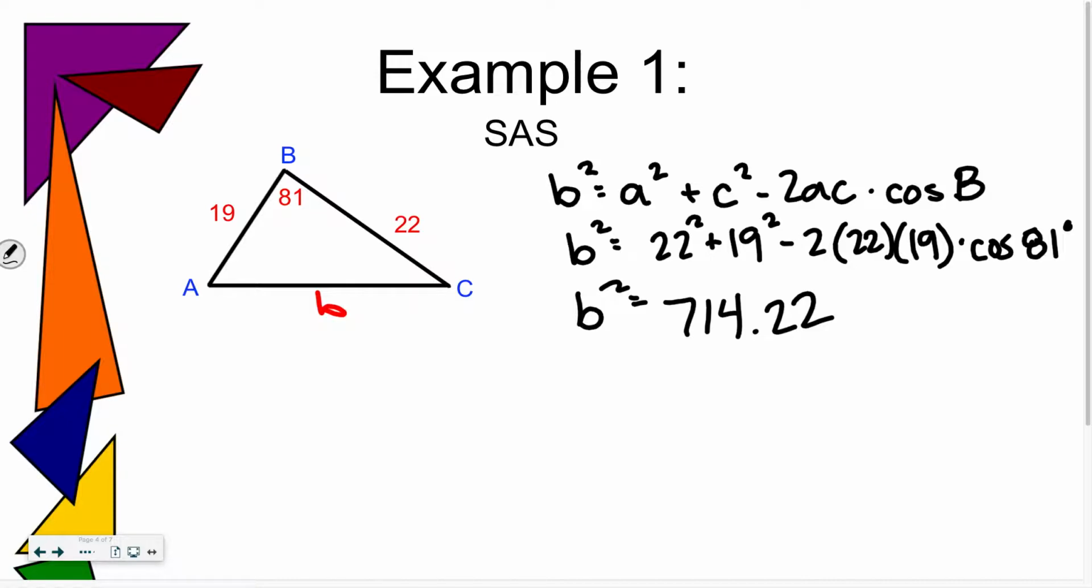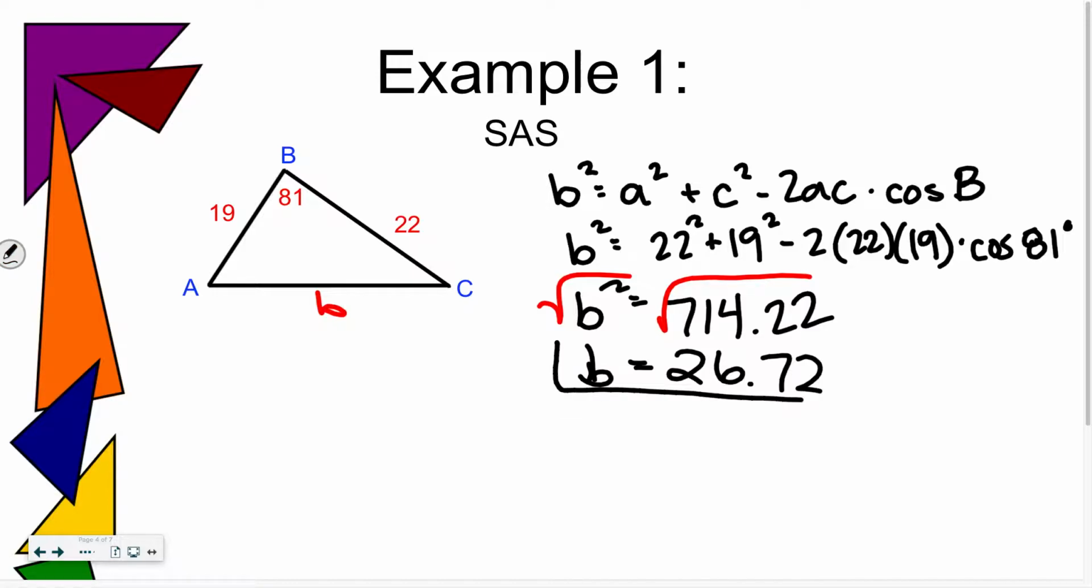Okay, so that's equal to b squared. We still have to square root. And what did you guys get again? 26.72. Okay. So now we know side B is 26.72.